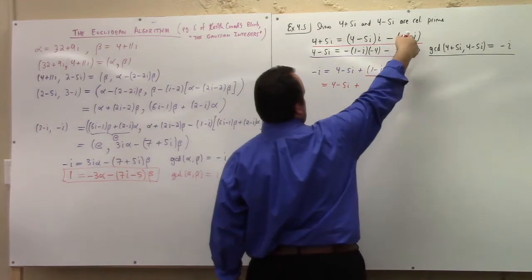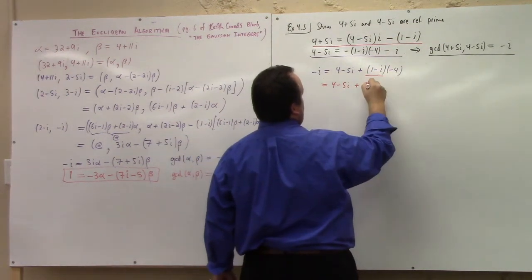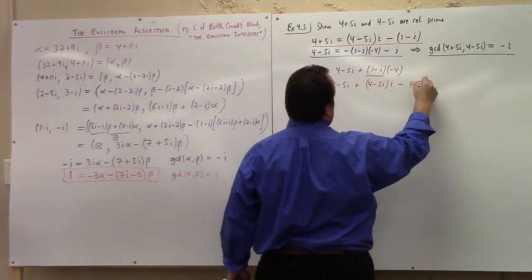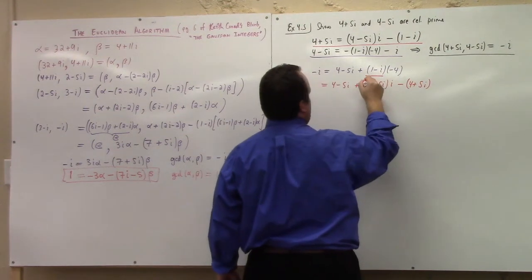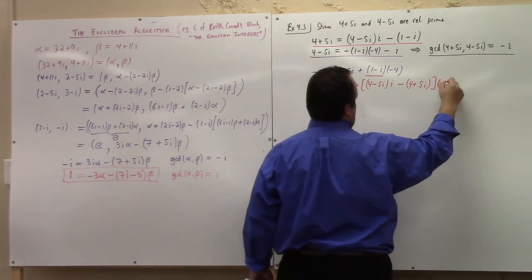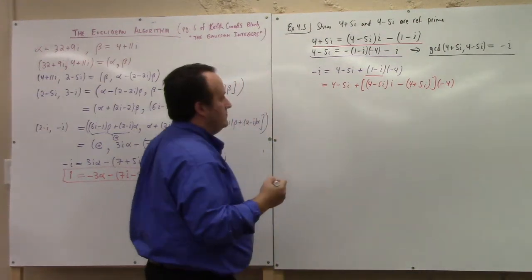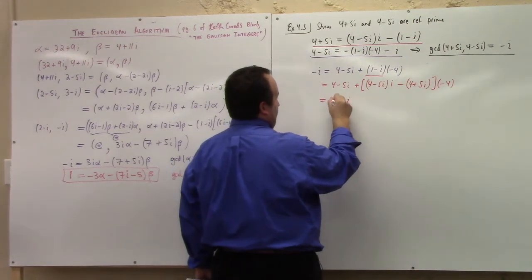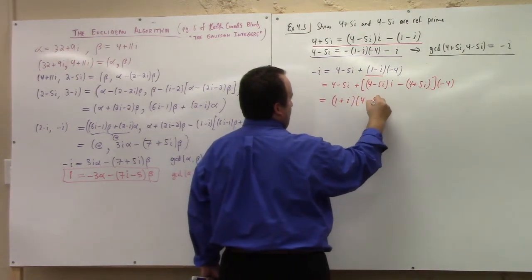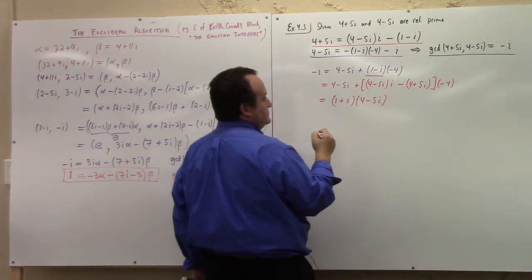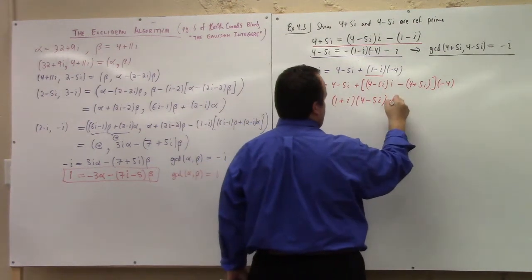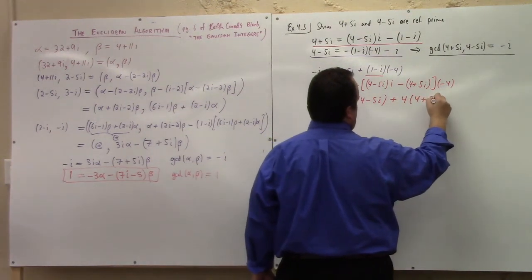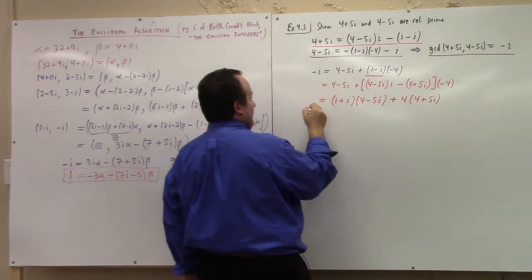So if you solve this one for that, what do you get? You get 4 minus 5i times I minus 4 plus 5i, all times minus 4. So what does this give us? This gives us 1 plus I times 4 minus 5i plus 4 times 4 plus 5i is minus I.